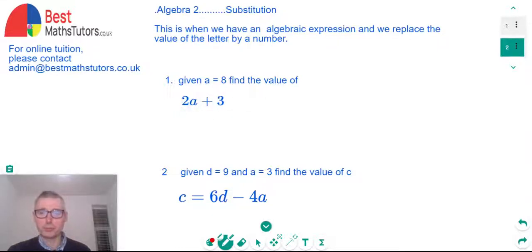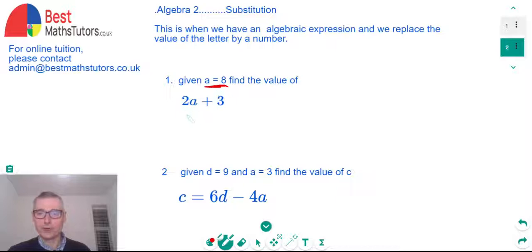So this first one, we've got an algebraic expression here. We know it's an algebraic expression because there's no equals involved. So it's just an expression in algebra. And we're given the value of a, and so we've got to find the value of 2a plus 3. So the method for doing this is to rewrite the expression, only replacing the letter by the number that we know that it is. So we're told that a is 8.